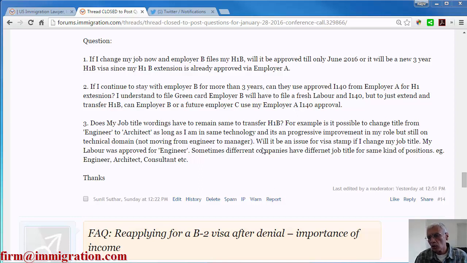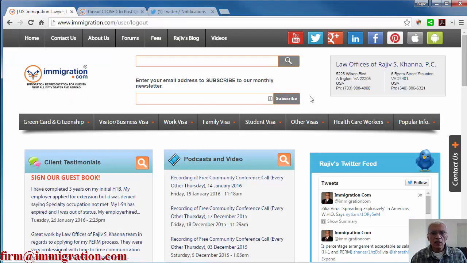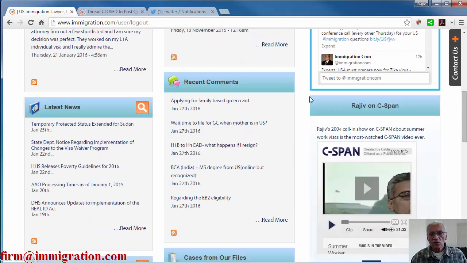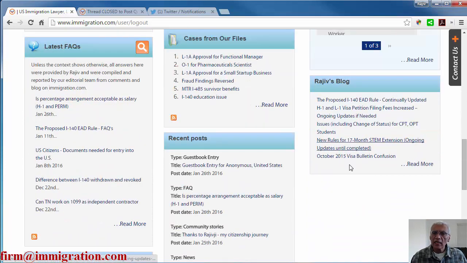Under the new regulations which are being considered right now, and I have a blog entry on that, I'll show you where it is. If you go to immigration.com and scroll down on the right hand side, there are my blog entries. And here it is, the proposed I-140 EAD rule.